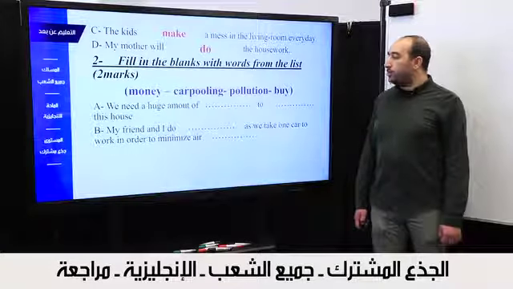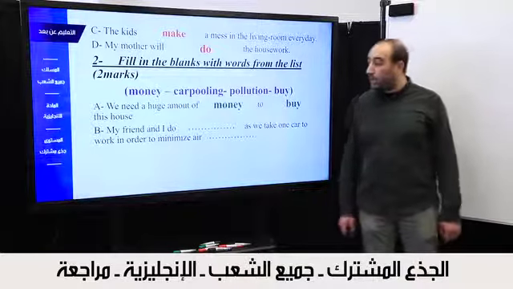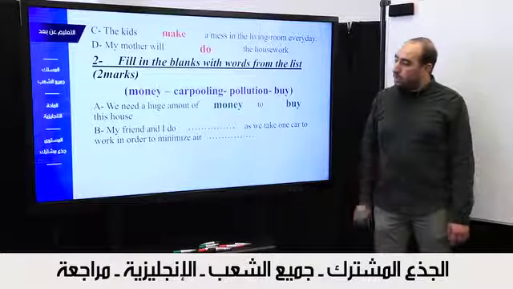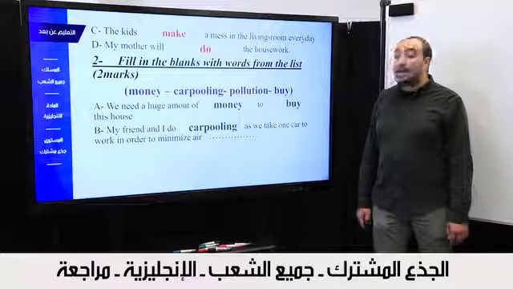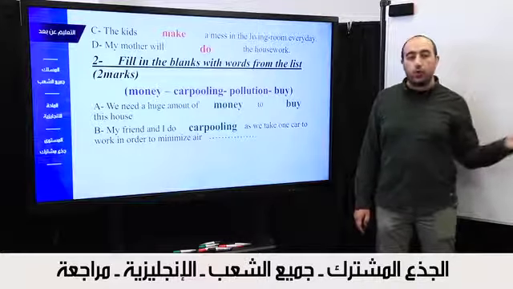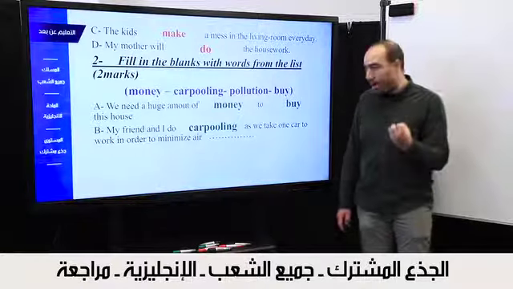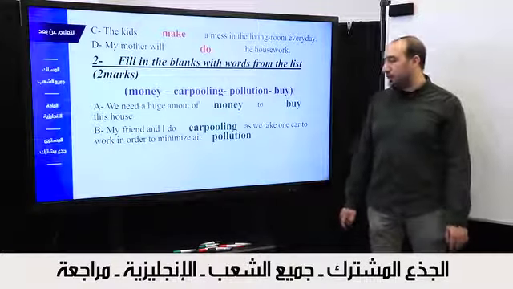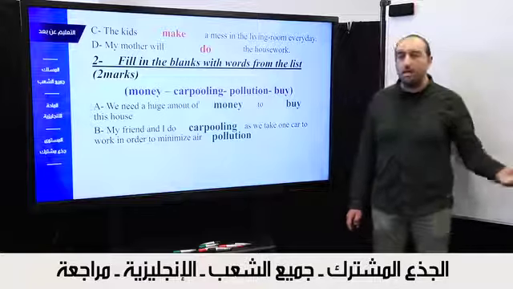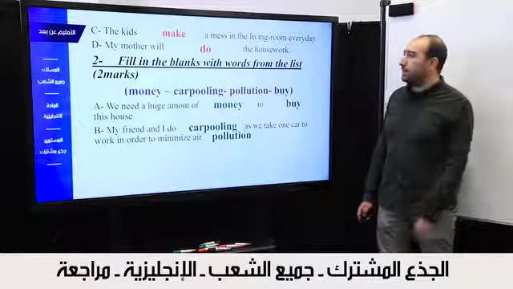We need a huge amount of money to buy this house. B. My friend and I do carpooling. And as we have seen, carpooling is taking one car. If you are four working at the same place, you take only one car. Each day you take the car of a friend in order to minimize air pollution. That is correct. To minimize air pollution, because when you take one car instead of 4 or 5 cars, the amount of smoke emitted in the air is less, so you minimize it.